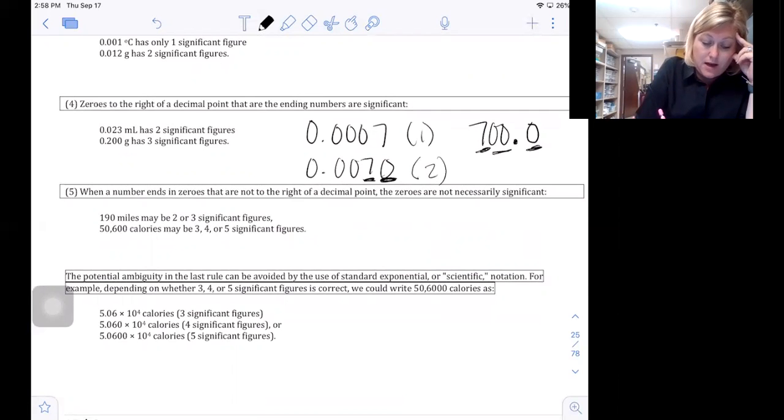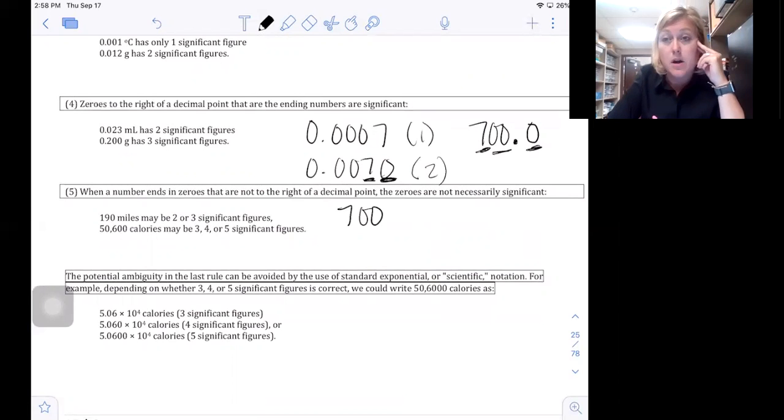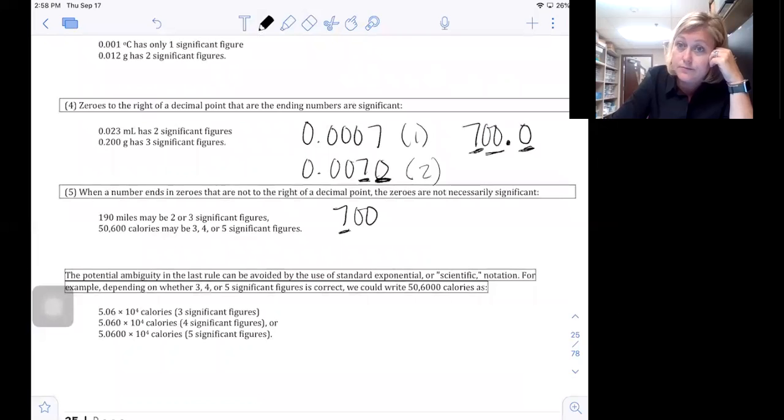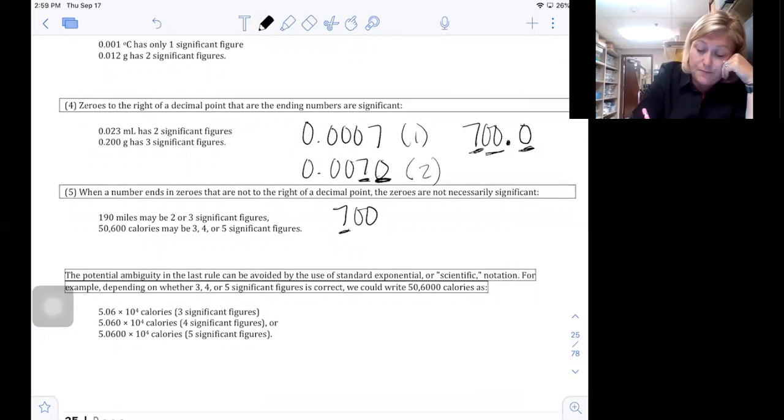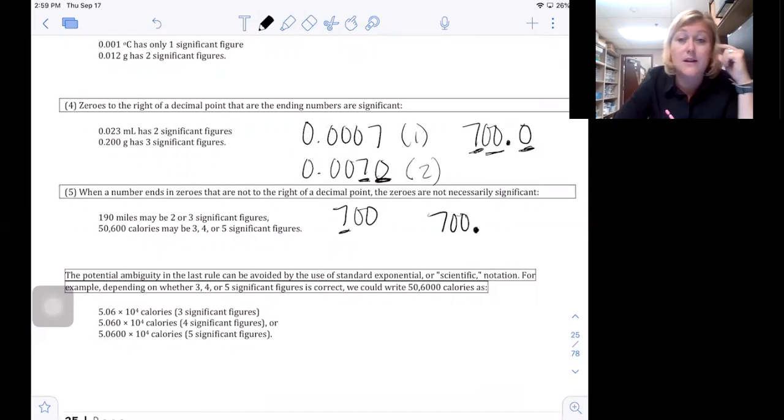Let's try this. We have 700. Remember our questions. Is there a decimal? And the answer for this one is no. So I know it's just the 7. Okay, let's try this one. 700 point. Is there a decimal?